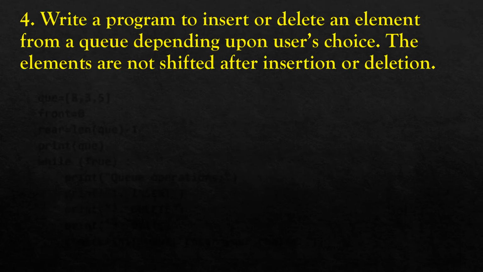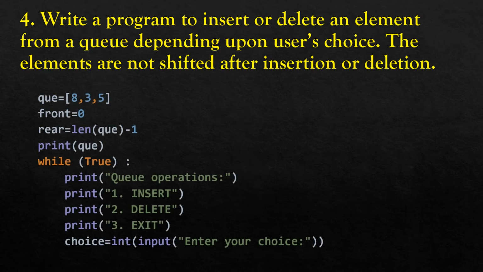The next program is to insert or delete an element from a queue depending upon the user's choice. But here the elements are not shifted after insertion or deletion. Now let's see. I have initialized a queue with the name QUE with some elements in it, and the front value is 0 and the rear value is length of queue minus 1.